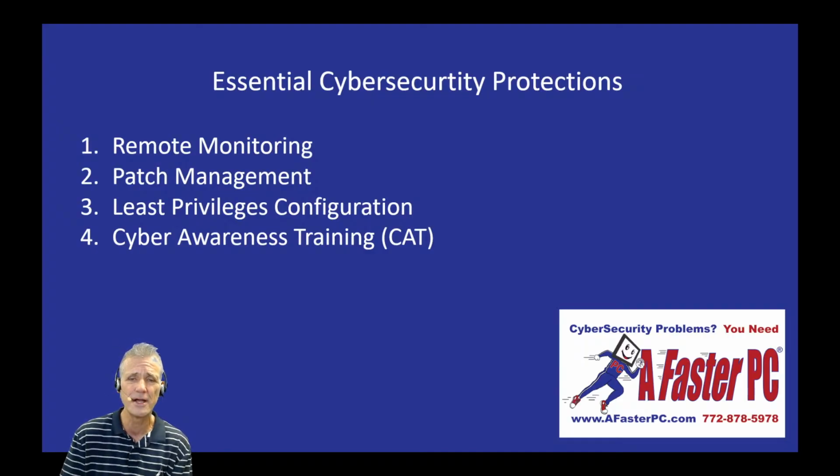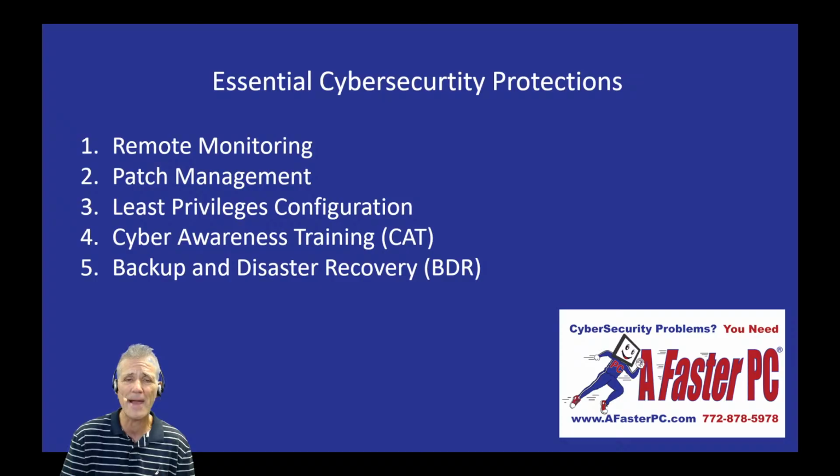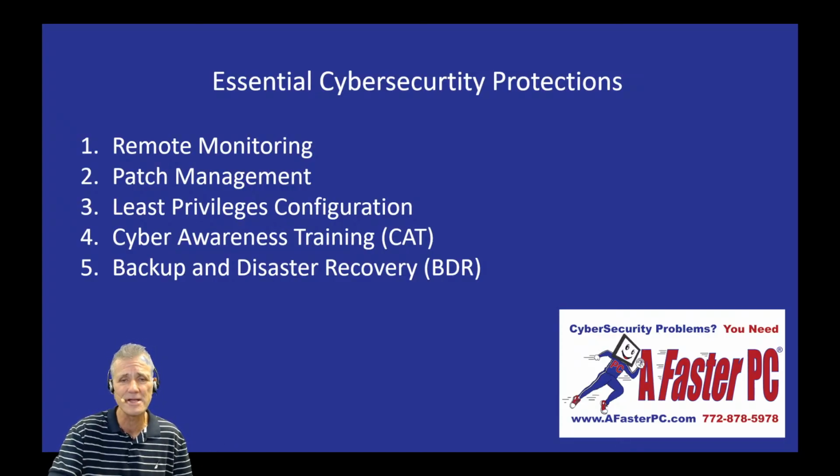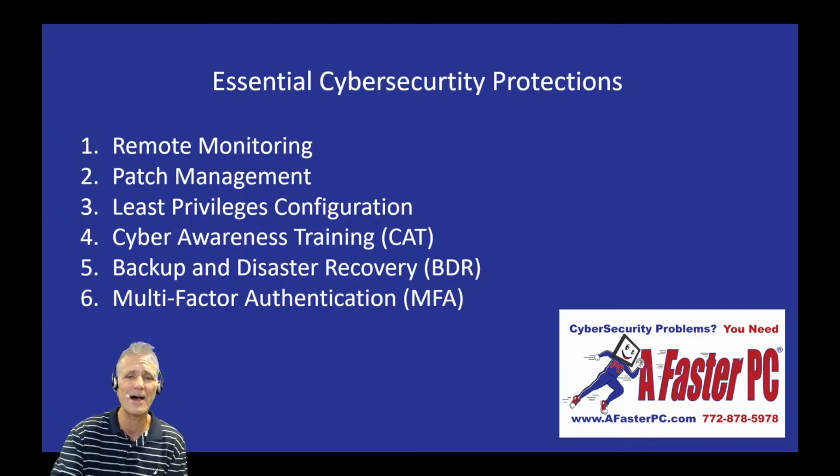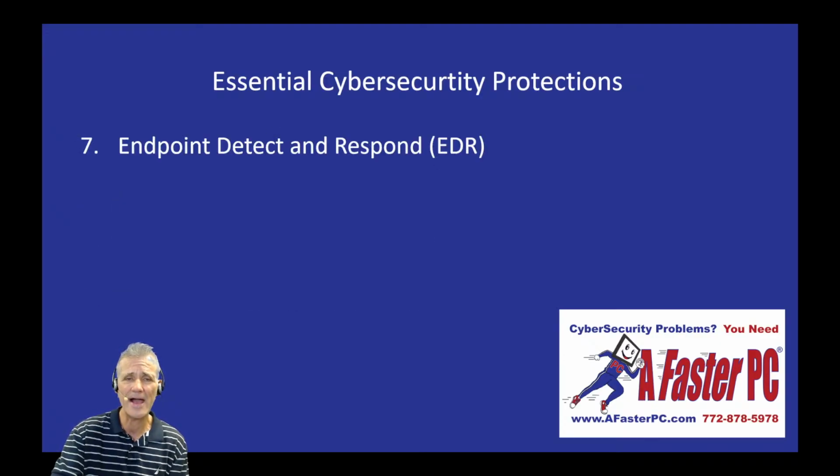91% of all breaches start with an employee or the boss even letting the bad guys in. So you want to protect yourself against this. You want to have backup and disaster recovery that can protect against really ransomware, that can protect against hard drive failure, that can protect against all kinds of things. We deal with hard drive failure all the time, and we deal with ransomware as well. You want to have multi-factor authentication. This can stop most of the attacks that are coming in.